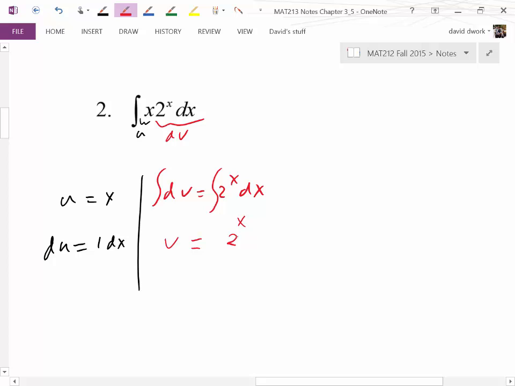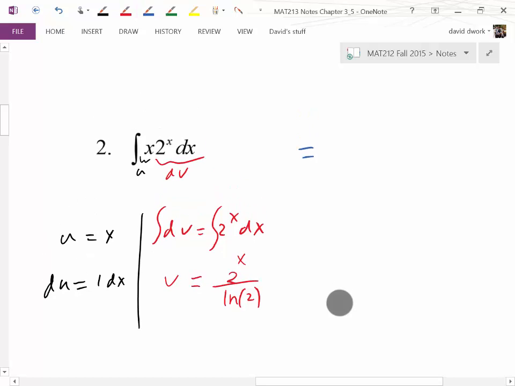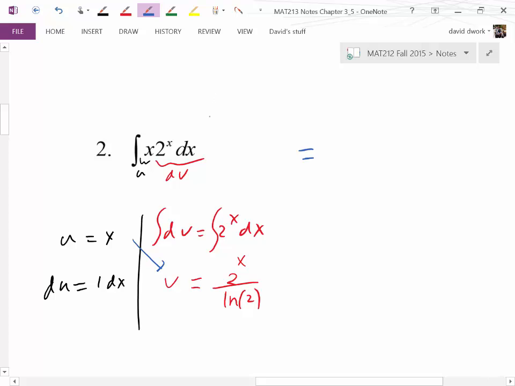The integral of that would be 2 to the x divided by the natural log of 2, because it's just the rule, the exponential function rule backwards, right? Okay, so there we go. Not too bad. So now what we know here is the rule. It's the diagonal. This thing would be equal to uv minus the integral of v du across the bottom.